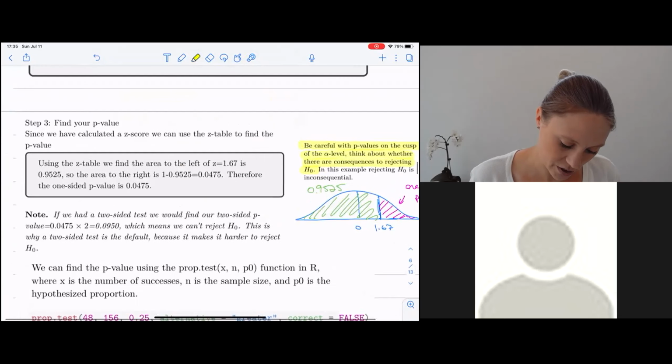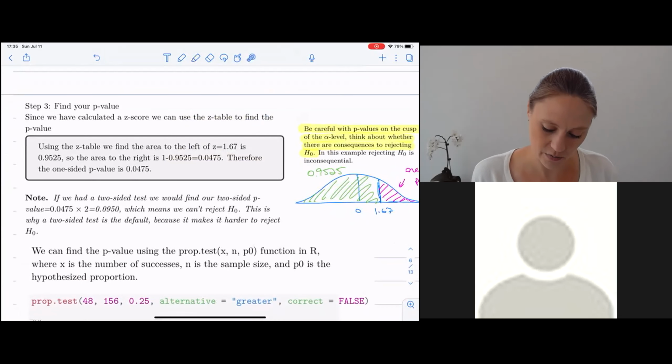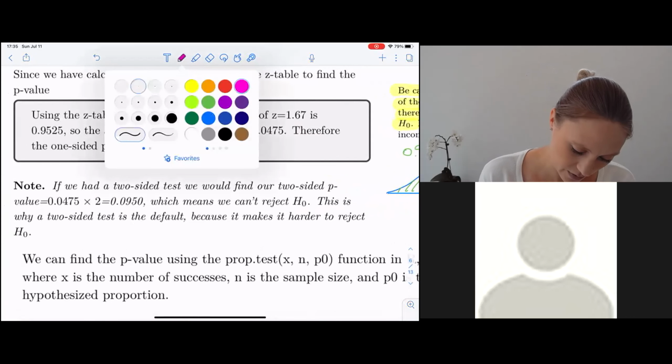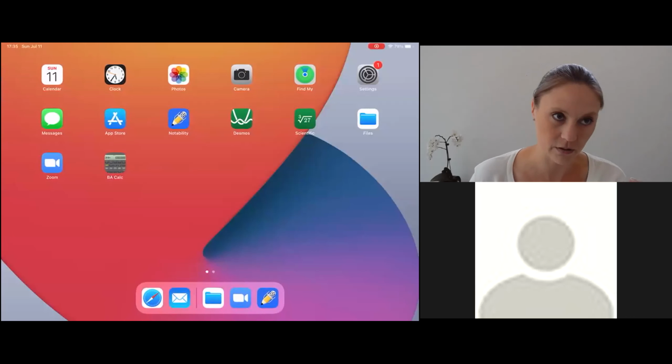But I also want to show you the other end. If we had a two-sided test in this case... in this case, we only had a one-sided test, so our one-sided p-value is the p-value that we're using. But if... oh wait, what happened?